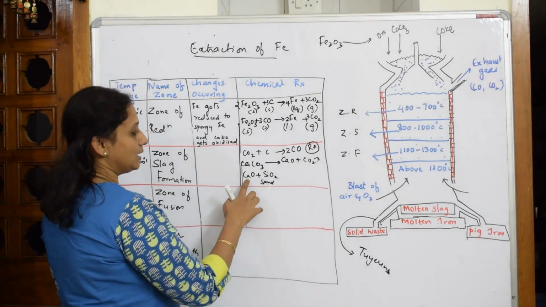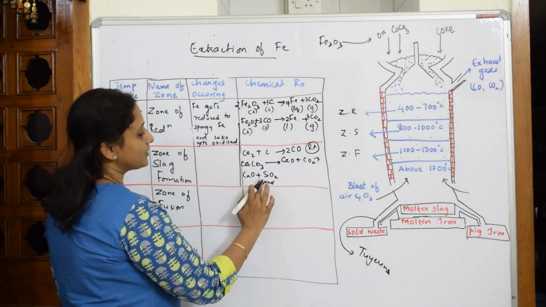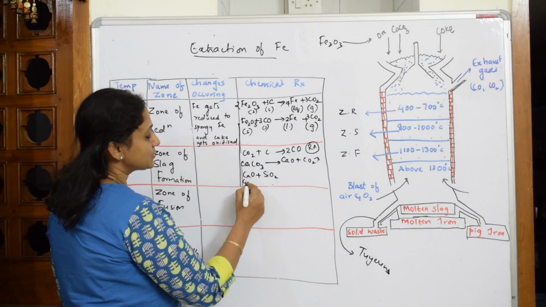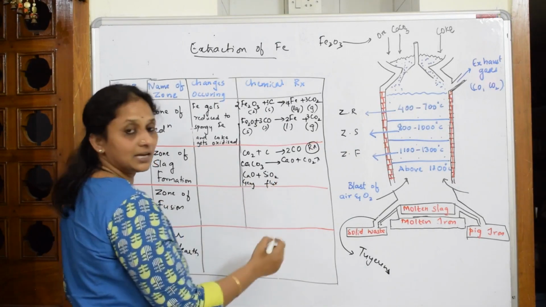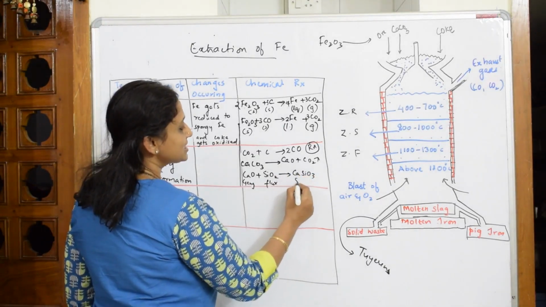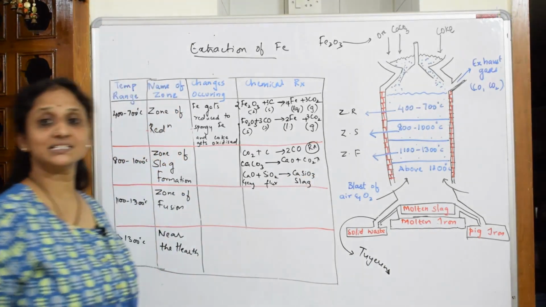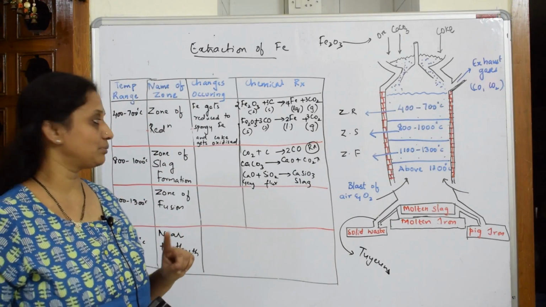So if I say this is called as gangue, gangue is combining with flux and it's going to form a compound called CaSiO3. This is slag. Calcium silicate is a slag, right? So very important thing you have to remember here.